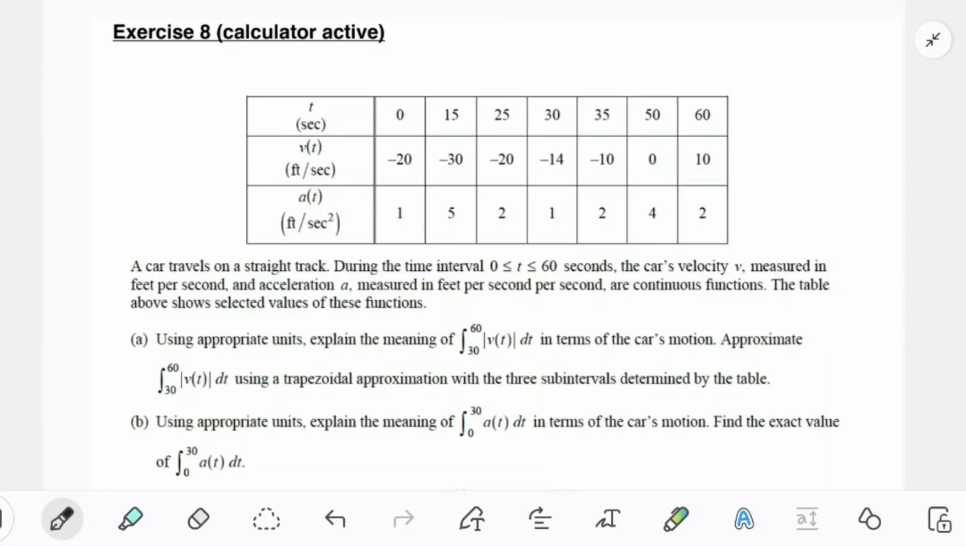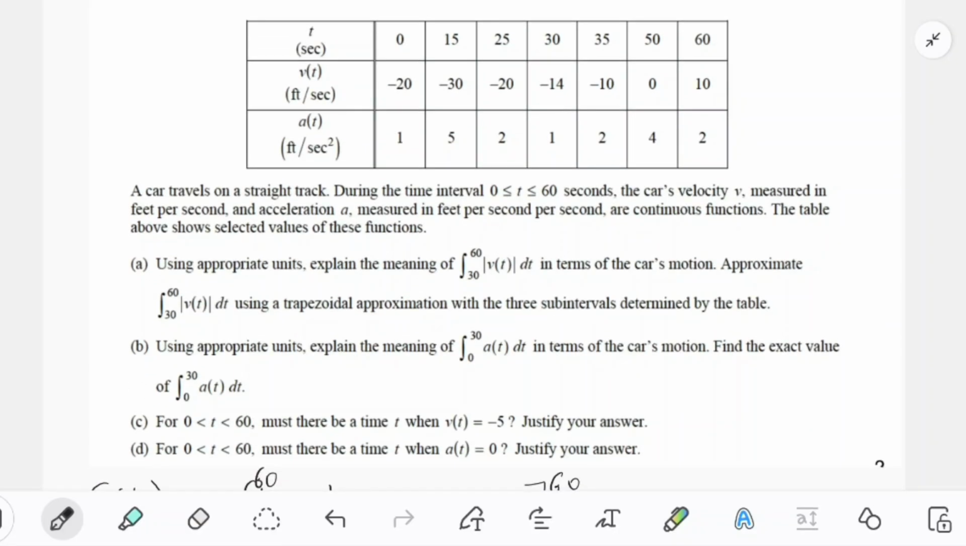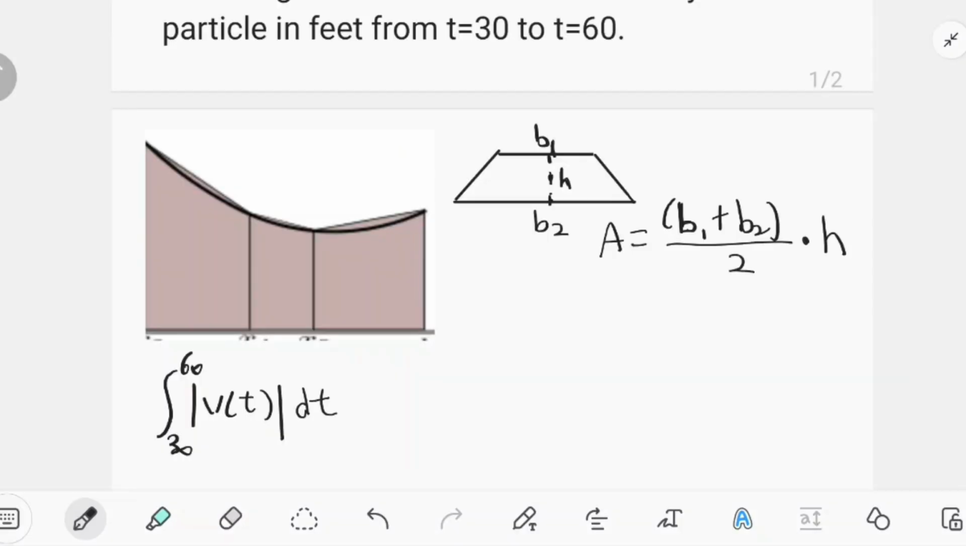Now we'll move on to the second half of Part A. Approximate this integral using a trapezoidal approximation with the 3 subintervals determined by the table. Now we have to solve this integral using a trapezoidal approximation. Think of this curve shown in this image as v of t, the velocity function. The graph is not to scale, but is solely used for your understanding.